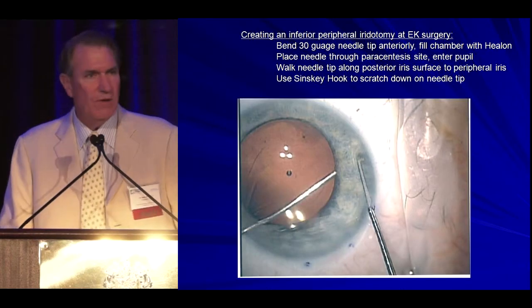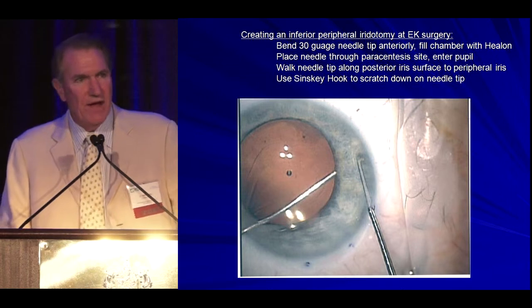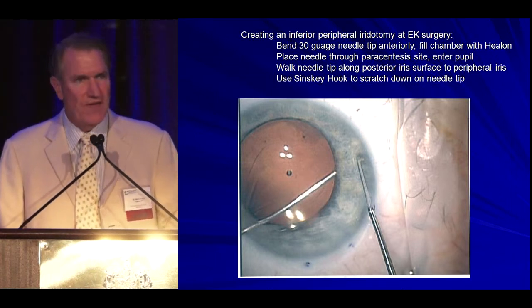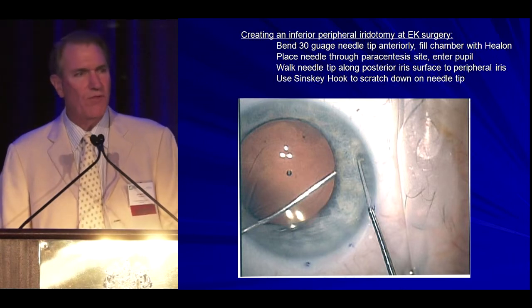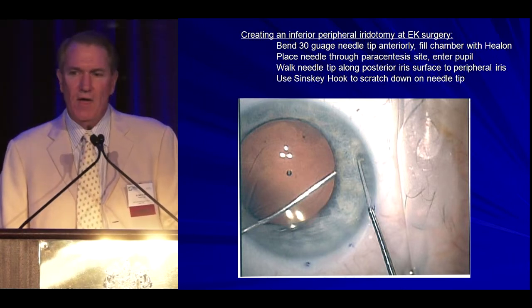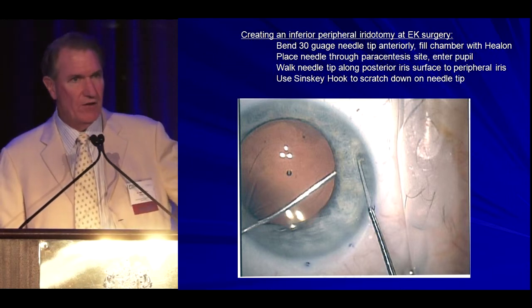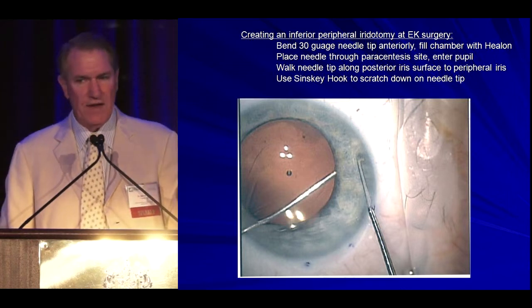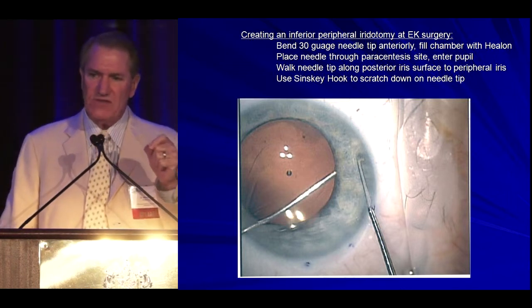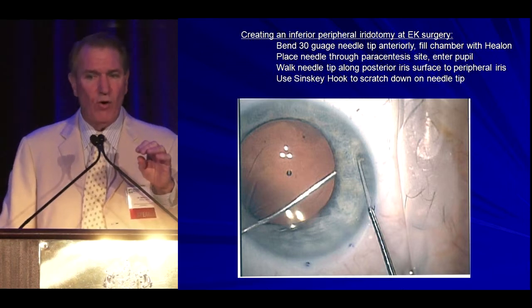What's the easiest way to do an iridotomy if you find that you need to have one at the end of surgery? The best way I find, only in pseudophakic patients, that either triples or they're already pseudophakic, is to go in with a 30-gauge needle tip, bend the needle tip anteriorly like a reverse capsulotomy needle, go through the pupil, extend it as far into the periphery as you can, and then with your other hand, use a Sinskey hook to scratch down on the surface and create a hole.